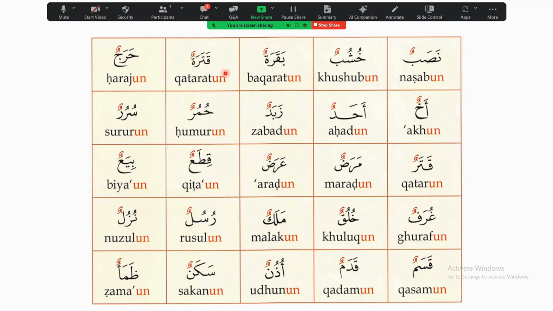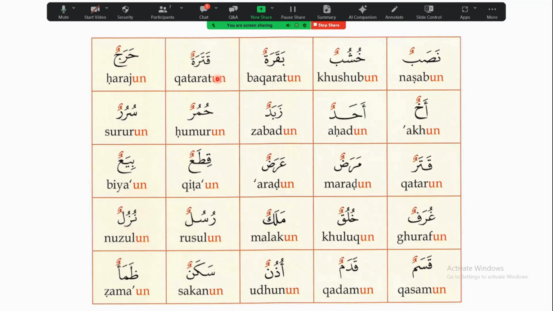Baqaratun, qataratun, qataratun. The first letter is heavy here. The second is light. The third is a heavy ra with a fatha on it. And the last one is a light one again. So a heavy, then transition to the light, and then heavy, and then to light. You're not supposed to worry about these things at this point. I'm just telling you for the sake of information for now.